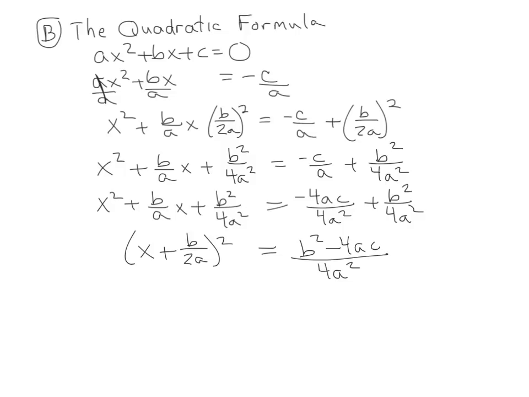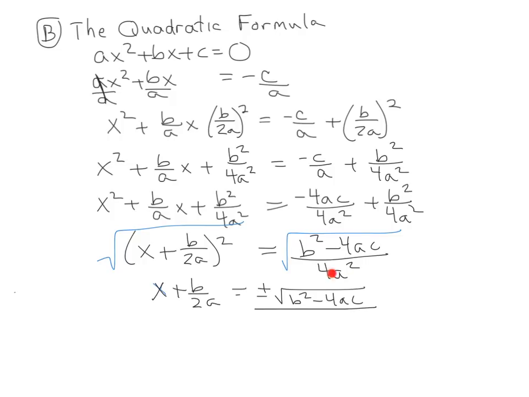Okay, now I'm going to take the square root of both sides. And that will give me x plus b over 2a equals, on this one I'll have plus or minus the square root of b squared minus 4ac all over, and the square root of 4a squared is 2a. And we're almost done. We're going to subtract this b over 2a from both sides.